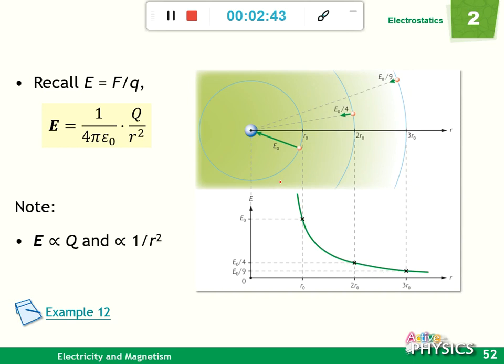The longer the distance, meaning the distance from the center of the charge, the farther away, then the force acting on the test charge will be smaller. It means that the field strength should be smaller. This one is the inverse square law. Now look at example 12.